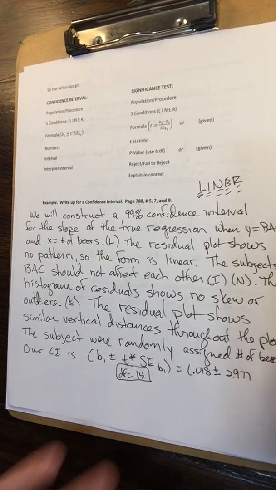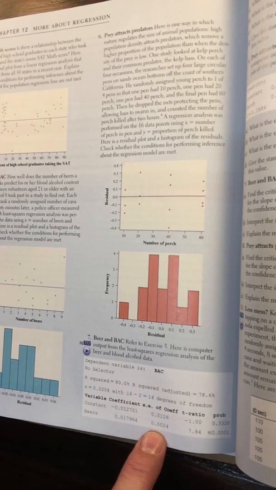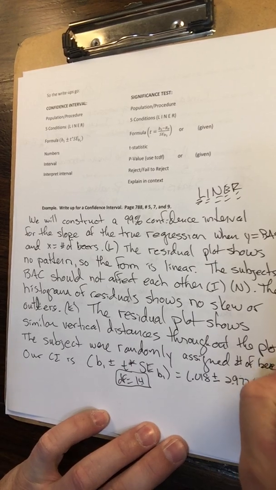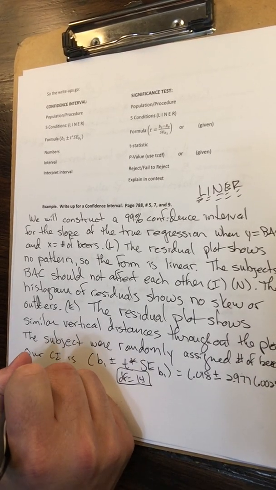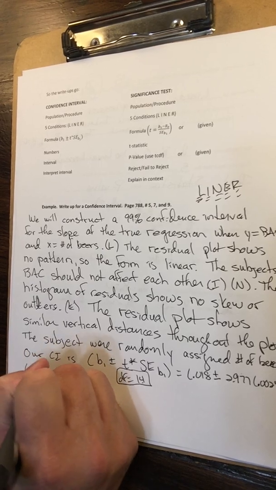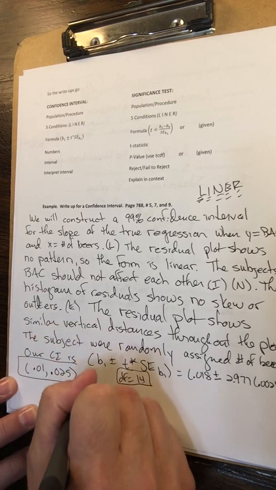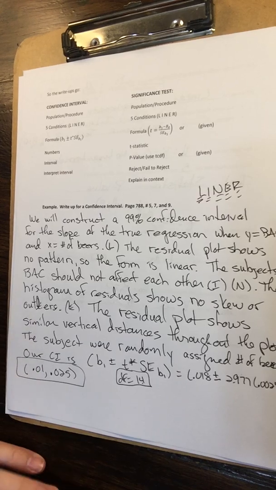It's 2.977. And the standard error for the slope is, once again, there's the slope, the standard error is 0.0024. So I put in times 0.0024. I put this all in my calculator, and I got 0.01 to 0.025. Notice 0 is not in that confidence interval. I am 99% confident that there is actually a slope that's not 0.